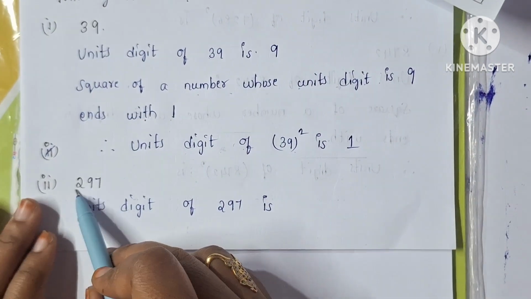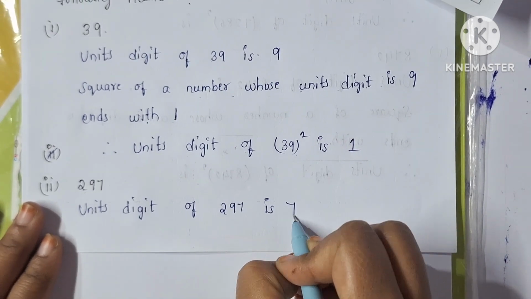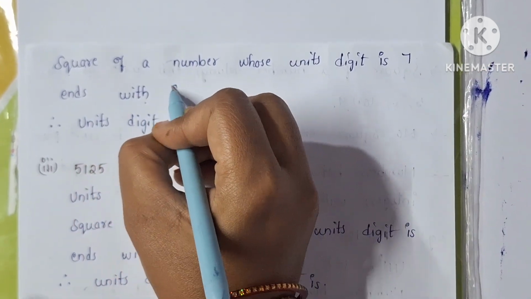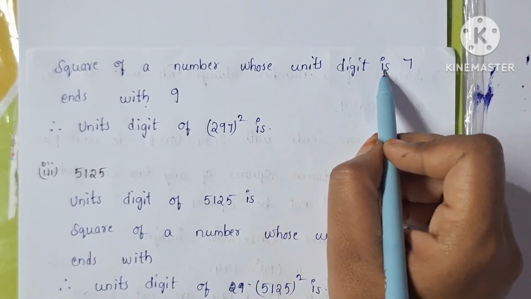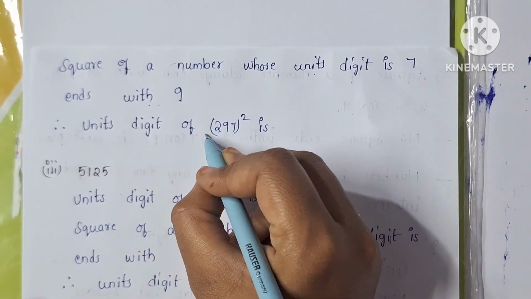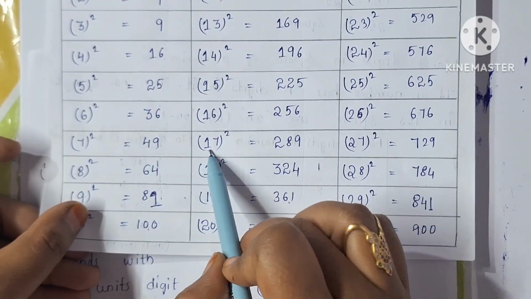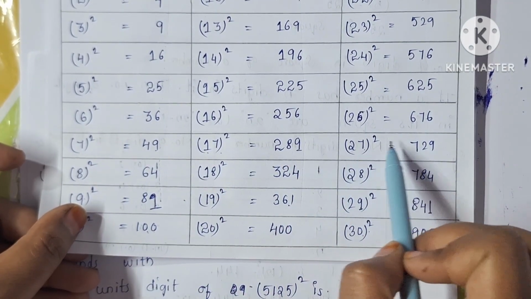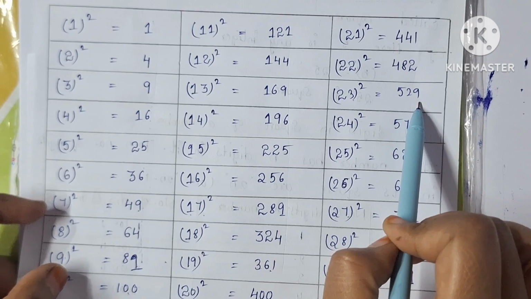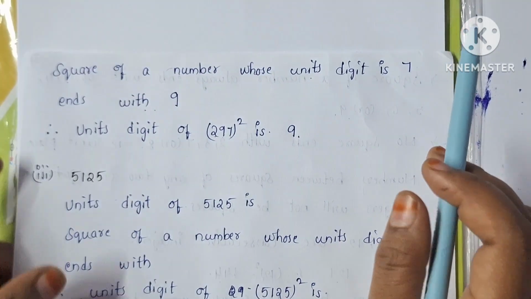Similarly, what is the units digit of 297 whole square? The units digit of 297 is 7. Square of a number whose units digit is 7 ends with 9. Therefore, the units digit of 297 whole square is 9. See here, 7 square is 49, 17 square is 289, units digit is 9. 27 square is 729, units digit is 9. Not only for 7, for 3 also the units digit is 9. Not only for 9, for 1 also the units digit is 1. Okay, you need to remember that.